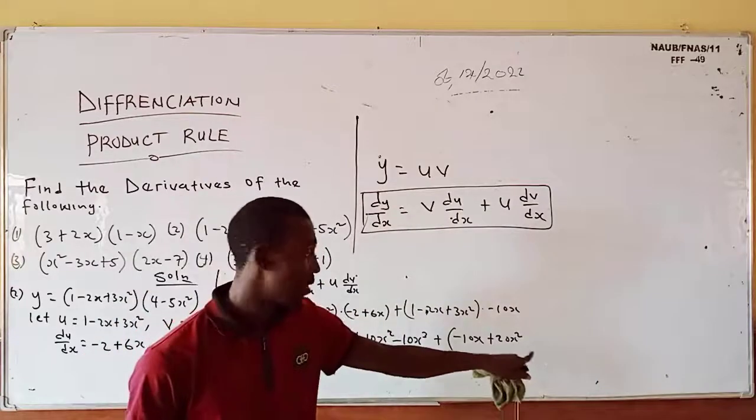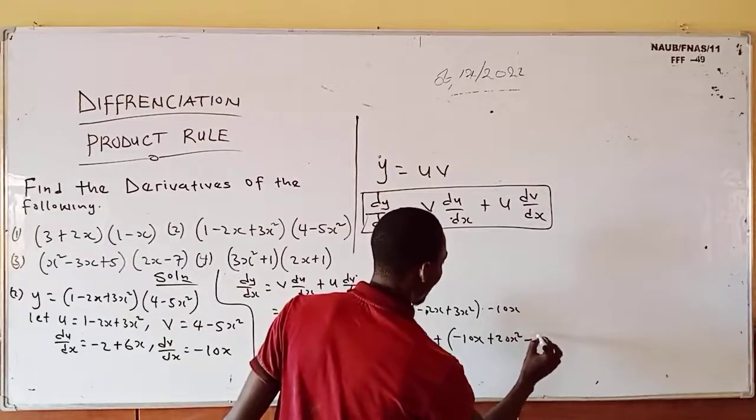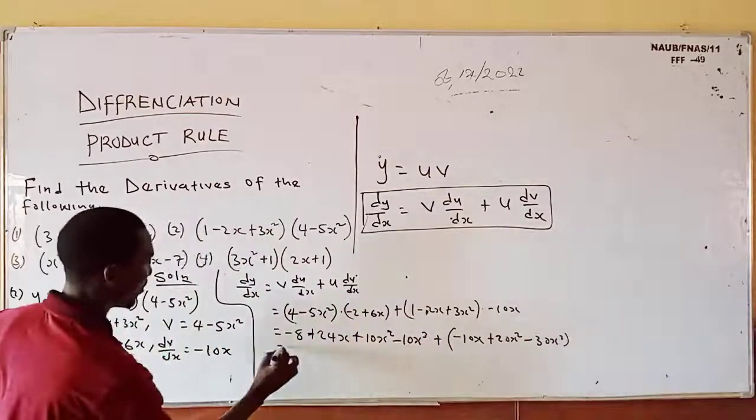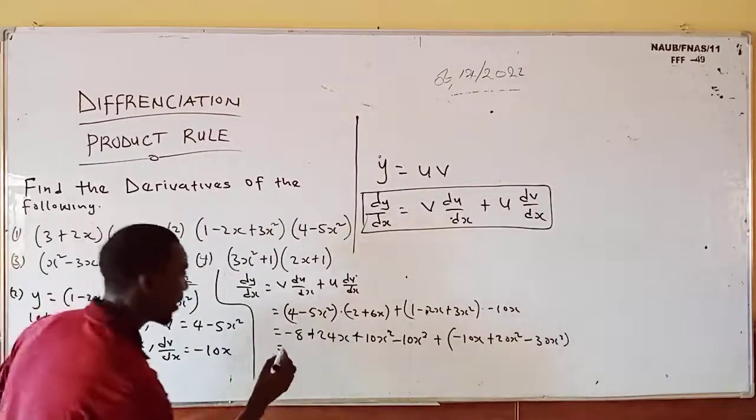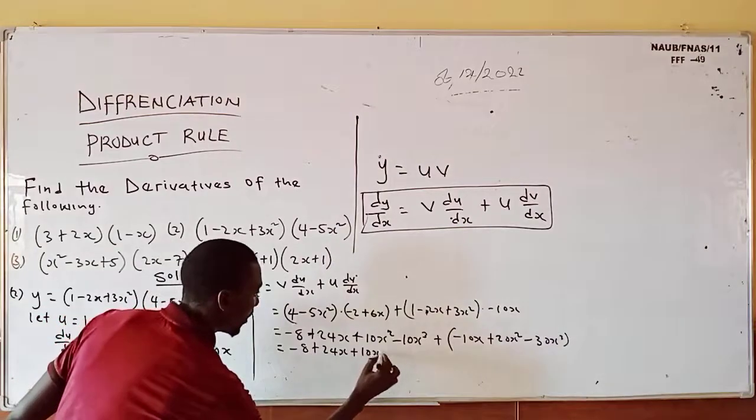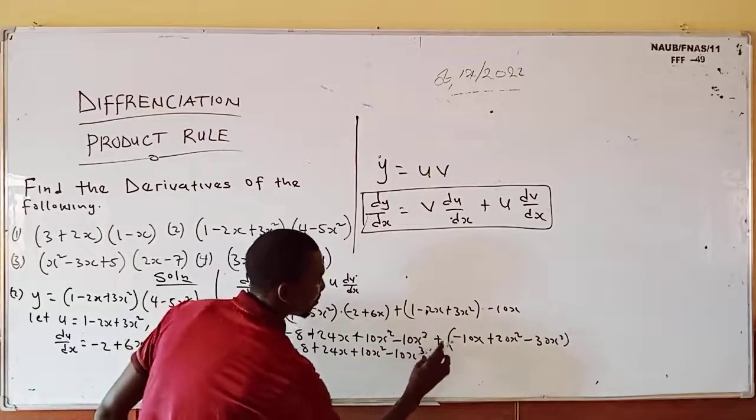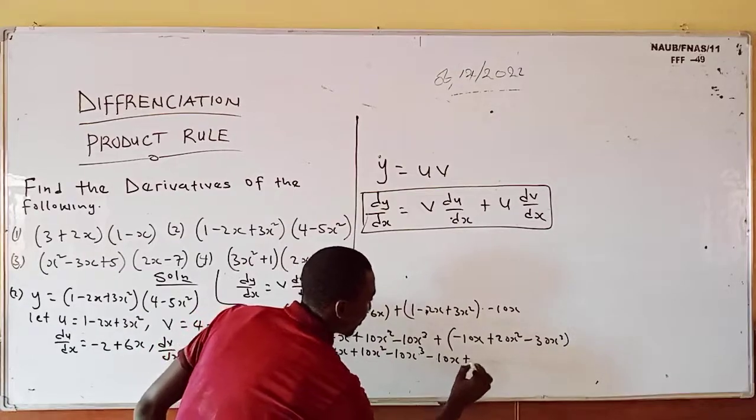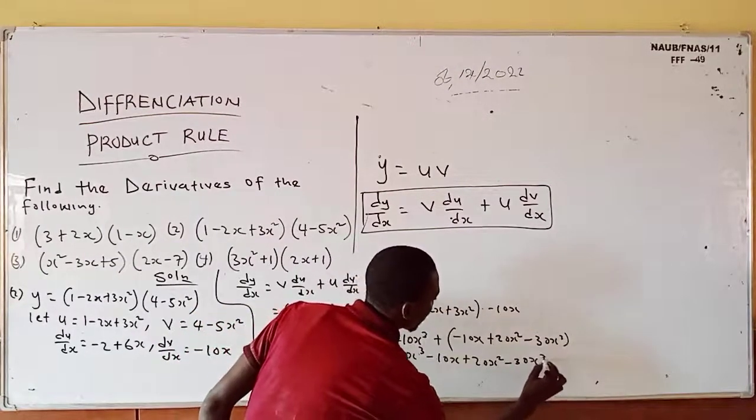So minus 10s times 3s cubed, that is minus 30s cubed. How do you get that? So now, which is equal to, let me open the bracket first. Minus 8 plus 24s plus 10s squared minus 10s cubed, plus multiply by everything will still give us everything. So we are going to have minus 10s plus 20s squared minus 30s cubed.